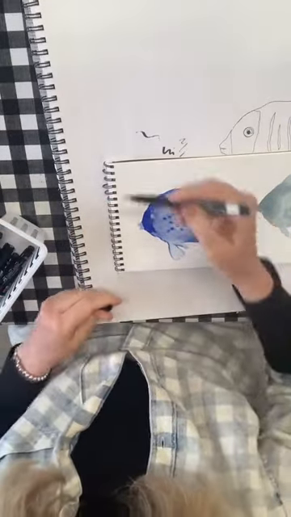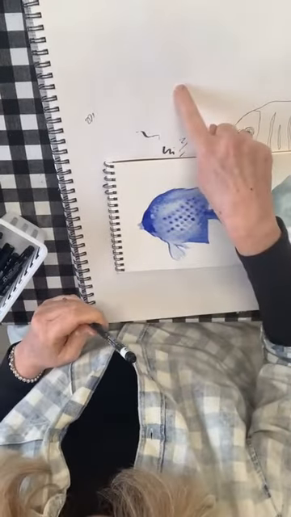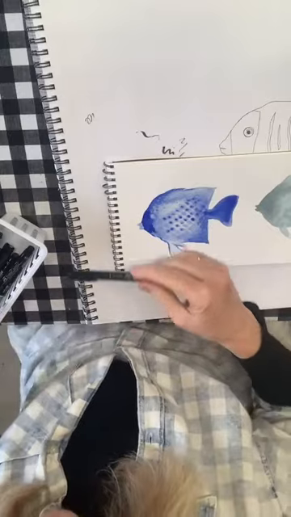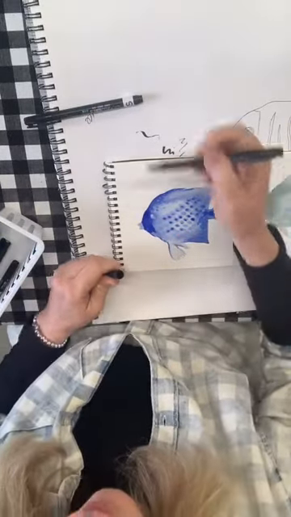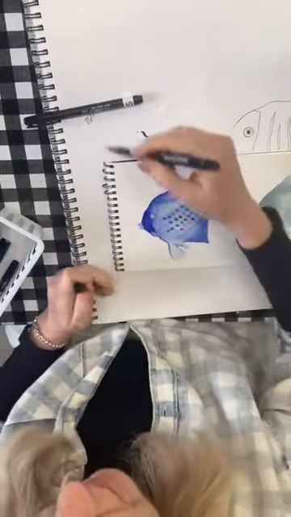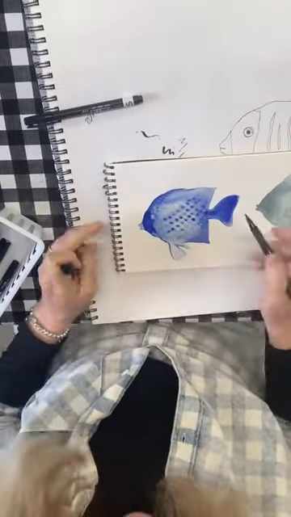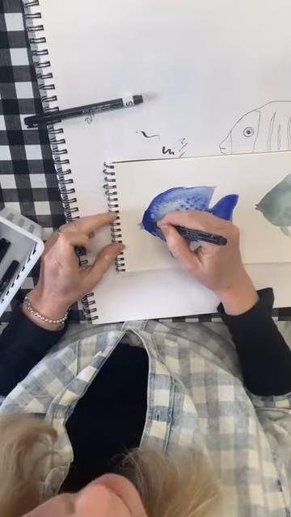And I don't know what I want to use yet, so I'm going to keep my sketchbook here so I can try out my different markers and decide what I want to use. I'm grabbing some different things. This is a nice bullet nib. Sometimes that's the best thing to use. So here we go. I'm going to go ahead and start.